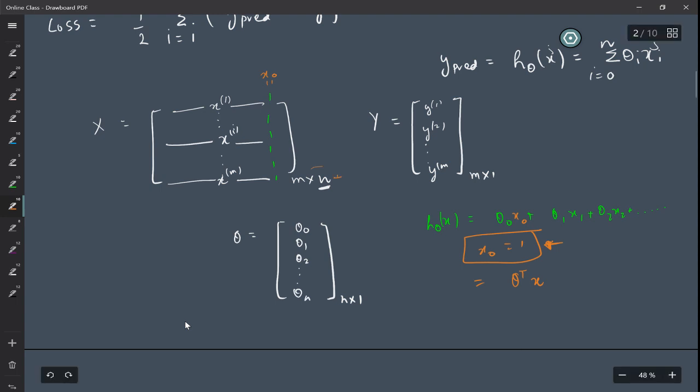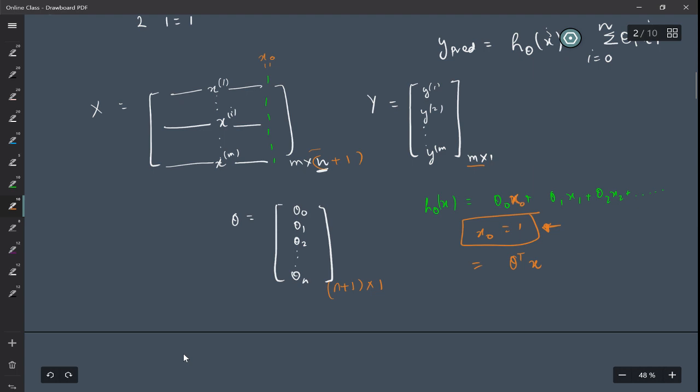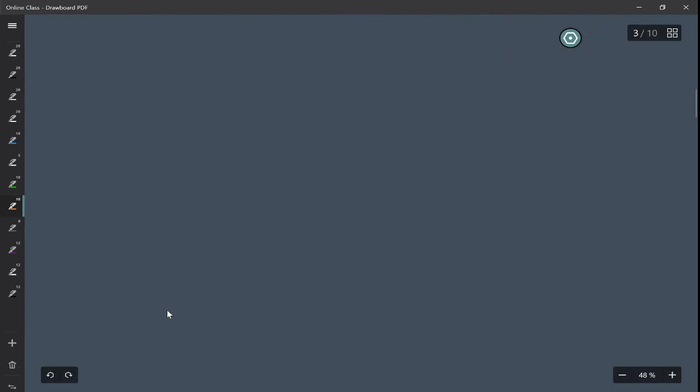So it is going to be m cross n plus 1, and this is also going to be n plus 1 cross 1. This is going to be my matrix size, and this is going to remain as it is. So what we have done is we just introduced x naught equal to 1 for simplifying our formula. And this is also written as the summation of theta i xi, where i goes from 0 to n. Okay, so this is about the notation, and from here I'm going to start with the proof.